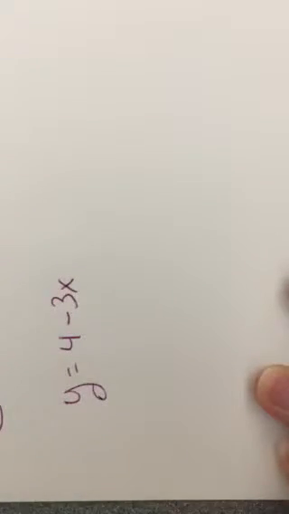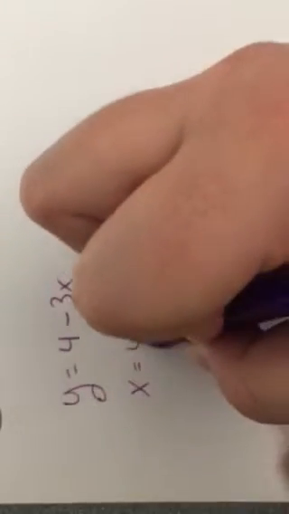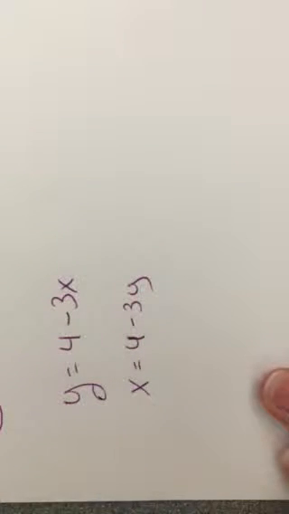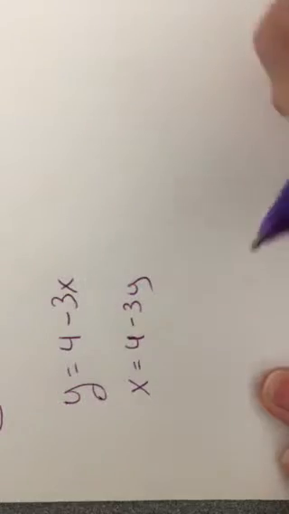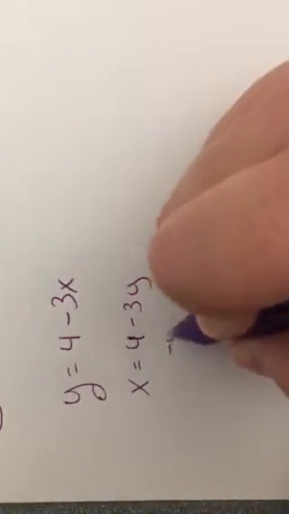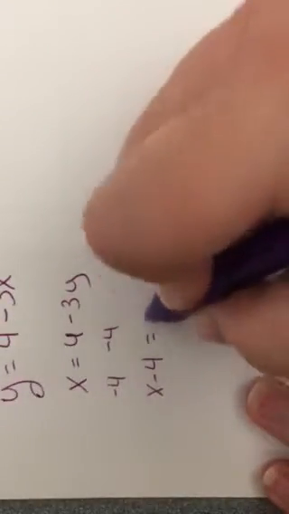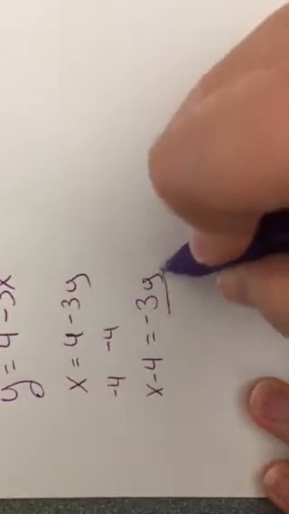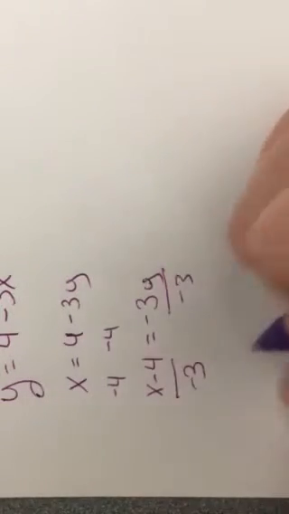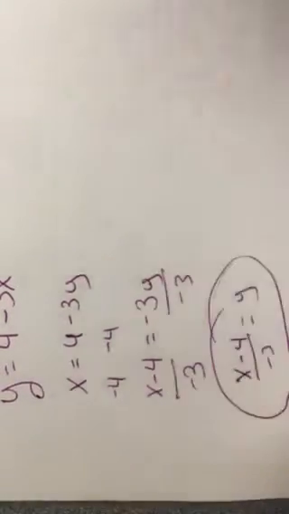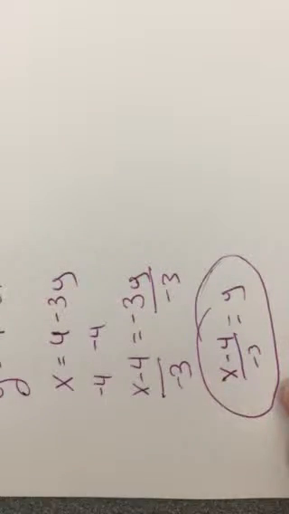Okay, so again, the first step is to do what? Okay, hopefully you said switch your x and your y. All right, and then the next thing you have to do is to, good, hopefully you said subtract 4 from both sides. And then you divide by -3. And you're done. Now tell me, isn't that great?